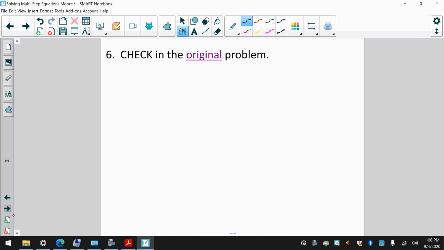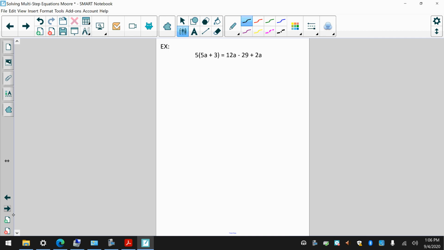And finally, check your original problem. Don't forget to do your check. So let's do an example. The equations are starting to look a little bit more difficult. Don't stress out, just go step by step.